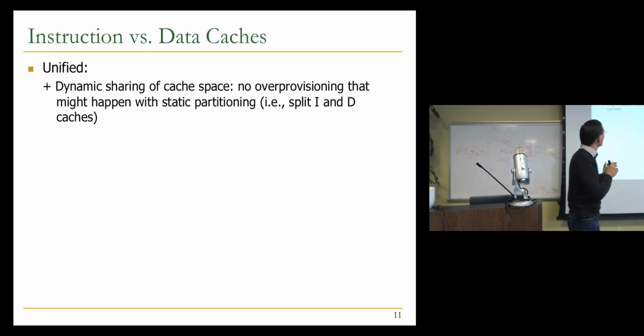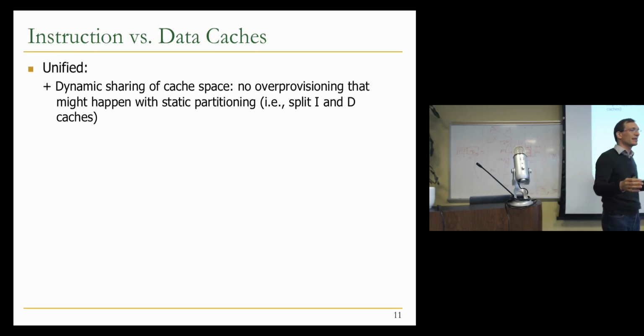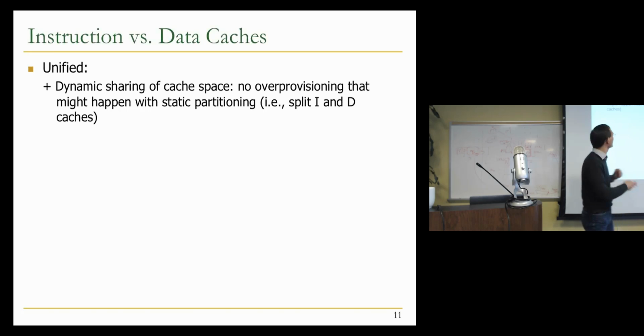Well, if you split it and your instruction working set size is only 1 kilobyte, you're wasting the remaining 63 kilobytes in the instruction cache. And if your data working set is 100 kilobytes, it doesn't fit into the 64 kilobyte cache that you've allocated to data. That's the problem with static partitioning of the cache space. Whereas if you have a unified cache, both the instruction and data can fit in that cache.